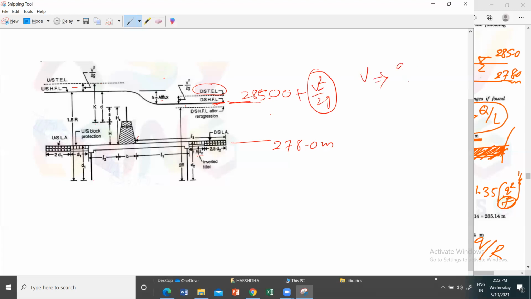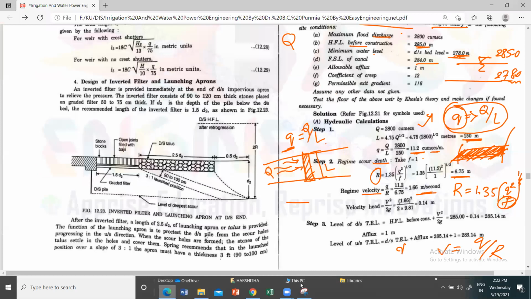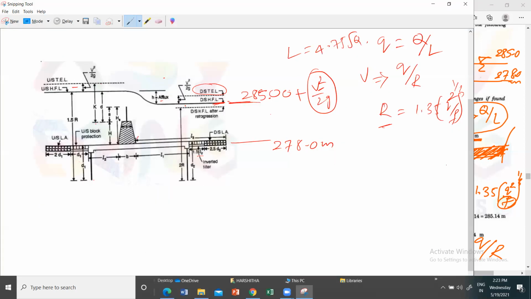V is equal to small q by R. The R value we need is 1.35 times (q square by f) whole to the power of 1 by 3. From this formula we can calculate the Lacey's scour depth. Small q can be calculated as capital Q by L, and L is equal to 4.75 root Q. So for the calculation of V, we are doing all these things.